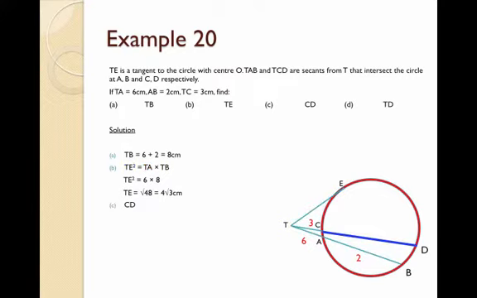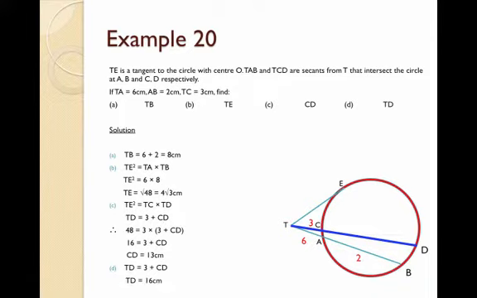Question C wants the length of CD. So I'm going to use the property that TE squared will also equal TC times TD. Now we don't know what TD is, but we can say that it's 3 plus CD. So 48, which is TE squared, equals 3 times 3 plus CD. Dividing both sides by 3, I get 16 equals 3 plus CD. So CD equals 13 centimeters. Finally, we want to find TD. This is just simply 3 plus CD, which we just worked out was 13 centimeters. So TD is 16.